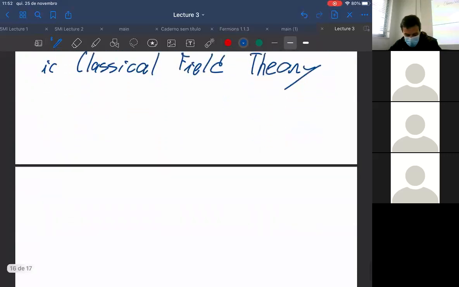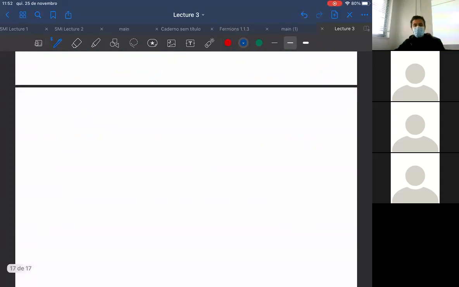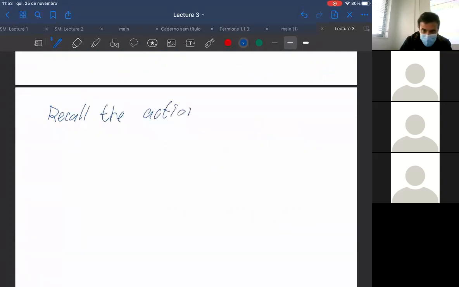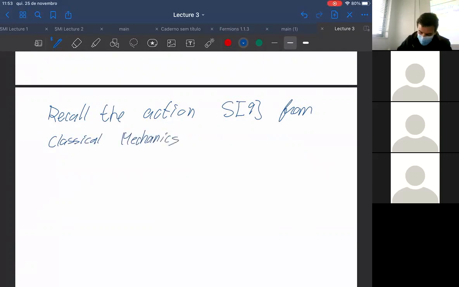But first, let's just recall a few things from classical mechanics itself. You have this fundamental quantity in classical mechanics, which is a functional, which is the action. So let's recall the action from classical mechanics. So this is a functional.